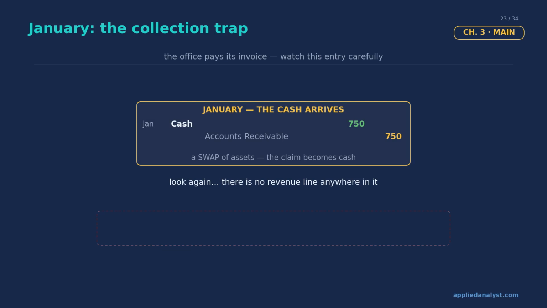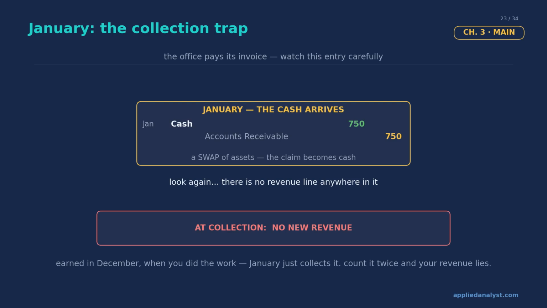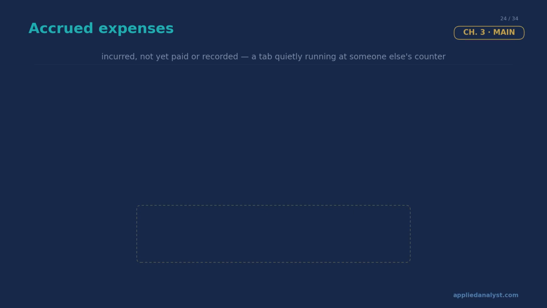And here's the trap I watched catch students every single semester. At collection, no new revenue. It was earned in December when you did the work. January just collects it. Count it twice, and your revenue lies. The mirror image, and the home of our hook, accrued expenses. Expenses incurred but not yet paid in cash or recorded. Think of a tab quietly running at someone else's counter.